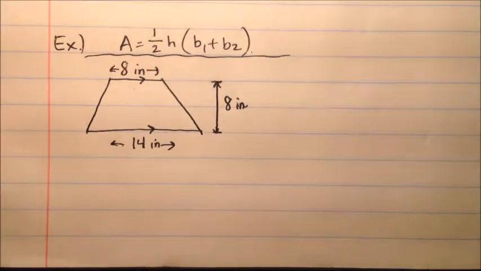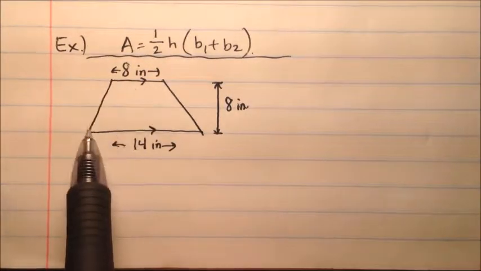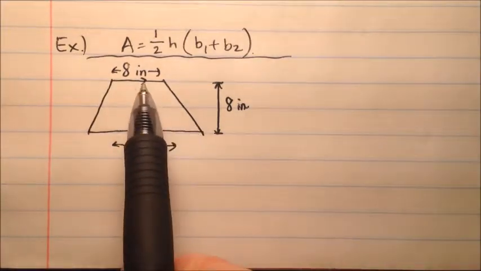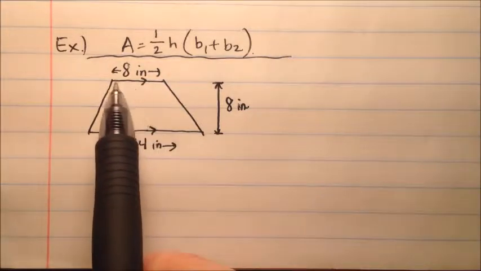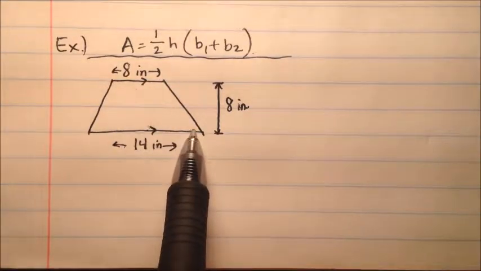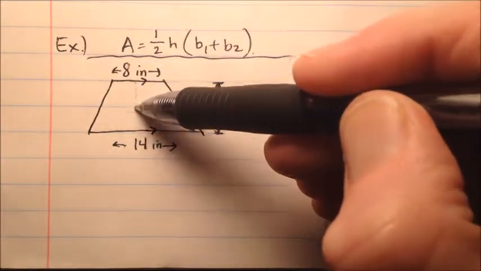In these examples, we're going to find the area of some trapezoids. So a trapezoid is going to be a quadrilateral. You have four sides here, and we have one pair of parallel sides. So this guy is parallel to this guy. And the height, we could also say the height is the distance between the two parallel lines.